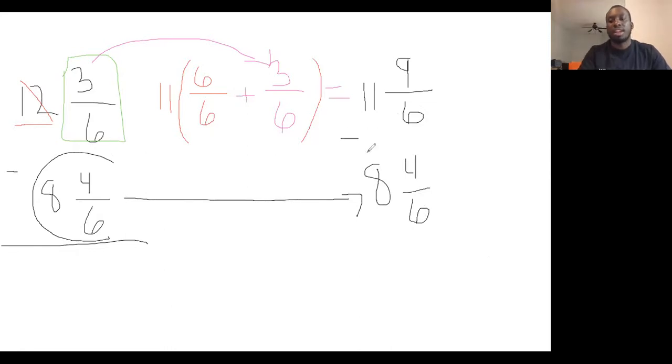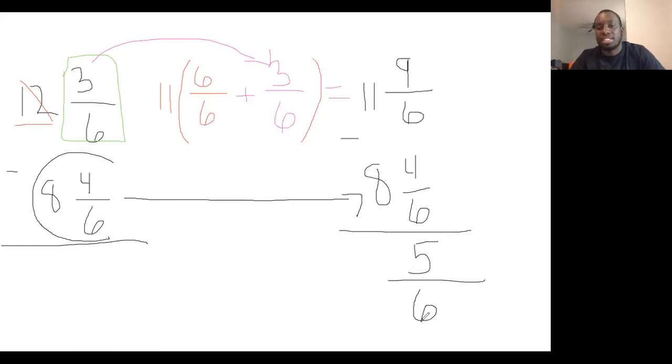Now I'm going to subtract. So now I am ready to evenly subtract these two fractions. Remember, my next step is to start with my fractions when I subtract. I can take away 4 from 9. If I take away 4 from 9, I am left with 5. My denominator remains the same. So now my fraction is 5/6.